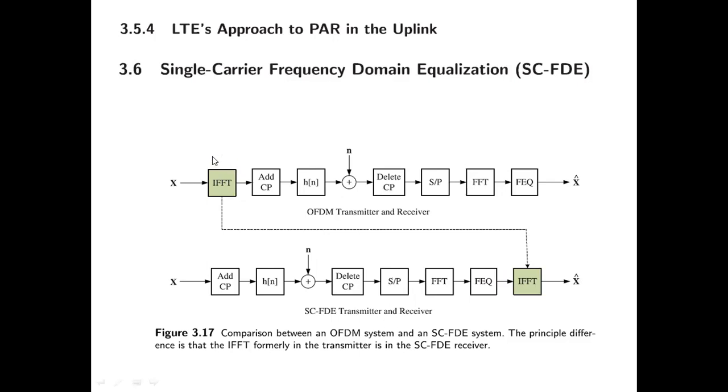Okay, so how is this different from OFDM? As you can see, the IFFT operation at the transmitter has now been moved to the receiver only. So earlier the transmitter had an IFFT operation, and the receiver had an FFT operation. Here, the receiver itself will have first an FFT, which will help you do the frequency domain equalization, and again you convert the data back to the time domain. Okay, that is single carrier frequency domain equalization.